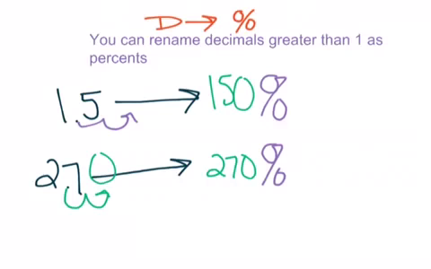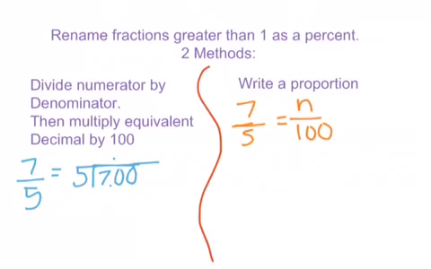Alrighty, so going from a decimal to a percent, all you simply do is move the decimal point over 2 times to the right. So that's what I did here. 1.5 as a percent is 150%. 2.7 is actually 270%, if I can talk correctly.